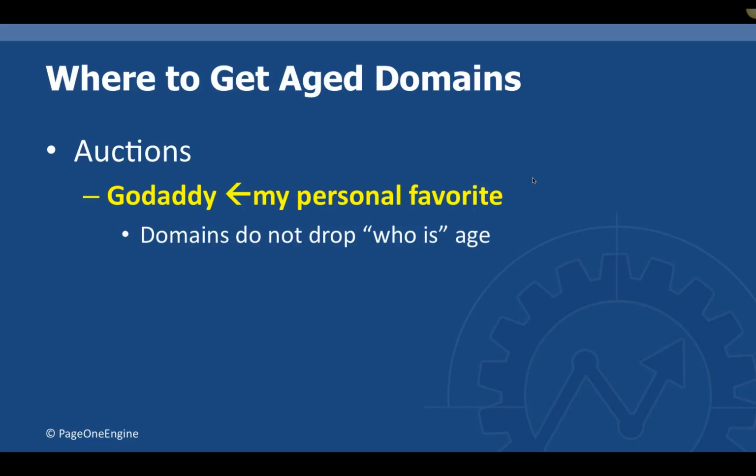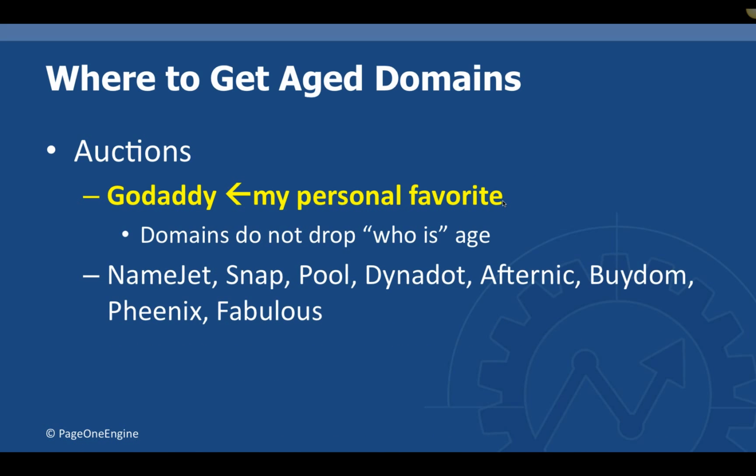So that's one of the reasons why I like GoDaddy so much. The other reason is that it is a true auction site. I mean, their domains start at $12, but they can go up, of course, to thousands of dollars. But the other ones, like NameJet, Snap, Pool, Dynadot, Afternic, Phoenix, Fabulous, they all start at $69. So unless you're going to get a really, really great thing, I would stick with GoDaddy. And I would go with GoDaddy even if you're practicing, because it's just cheaper.